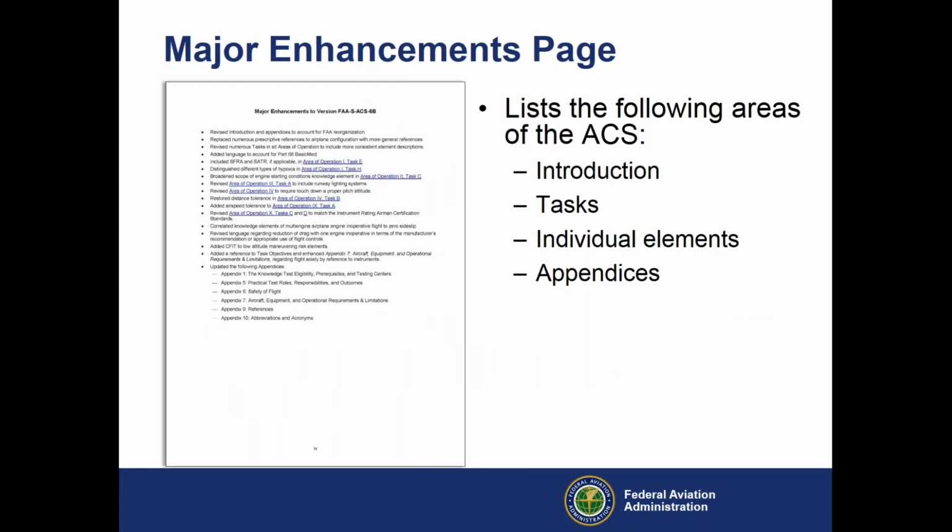As a user of the ACSs, the best place to start when looking for changes is the Major Enhancements page. This page will give you a pretty good look at what has been changed, but not always the place the change was made. For example, we replaced raise, lower the landing gear, raise, lower the flaps with configure the airplane as per the manufacturer's recommendation. This is a change that was made in many places, and to list all of them was not practical. So please take some time to review the ACS or ACSs that you will use. This might sound strange to some people, but read the document.